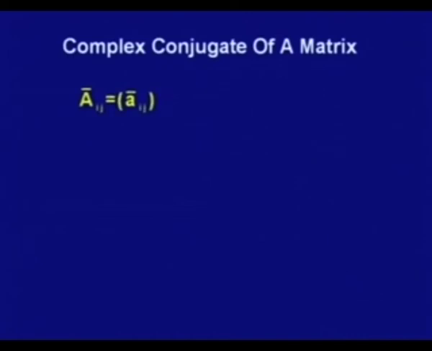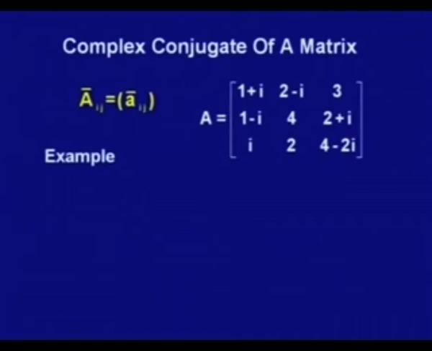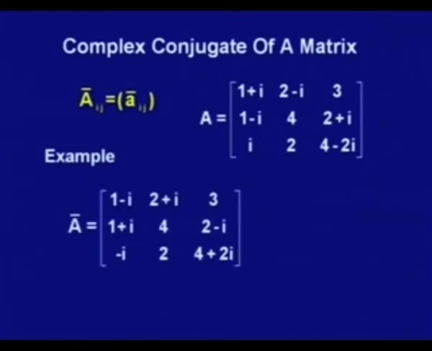If we have a matrix Aij, then the complex conjugate of the matrix is denoted by A bar ij, and its element is Aij bar. That means the element is the complex conjugate of the element Aij. So, the elements of the complex conjugate are the complex conjugates of the corresponding elements of the matrix. Like, if I have a matrix A consisting of complex numbers, then its conjugate A bar will be given by this matrix.